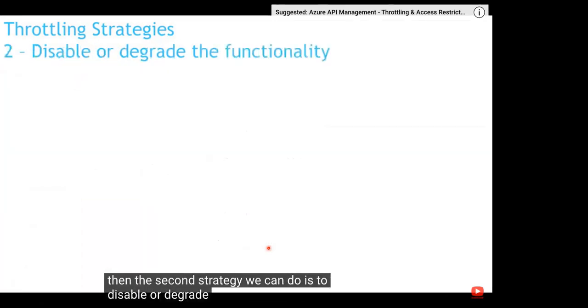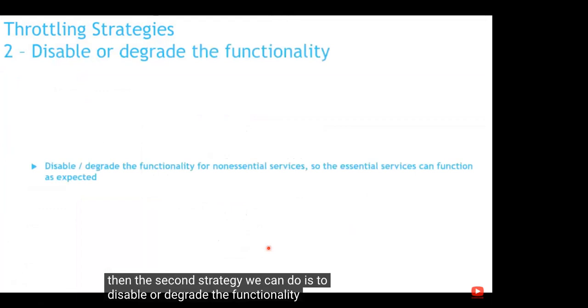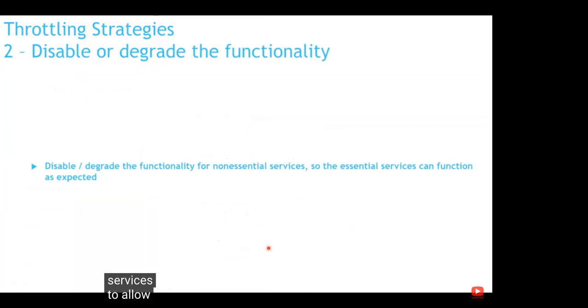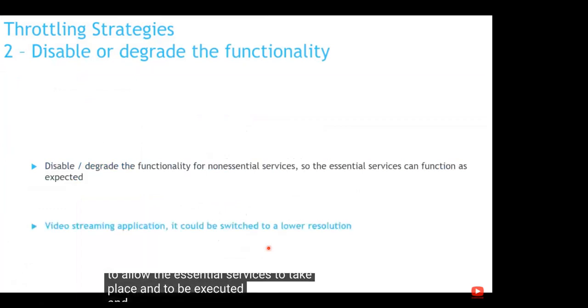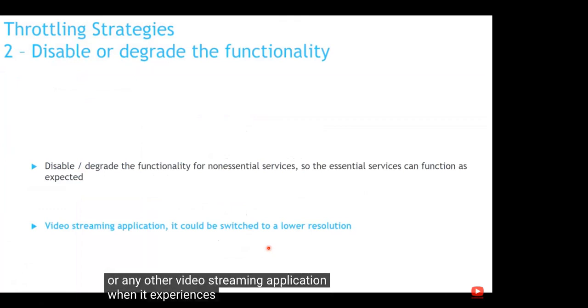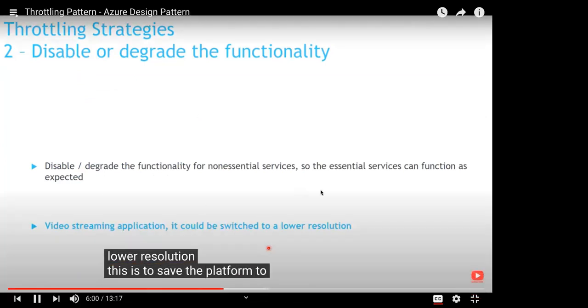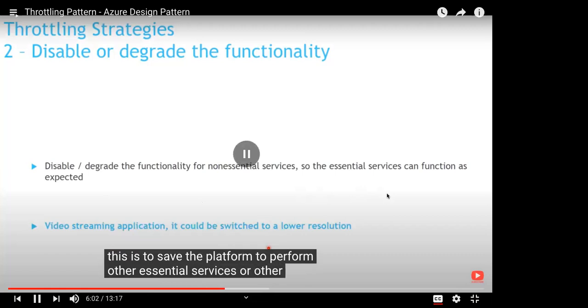Then the second strategy we can use is to disable or degrade the functionality. We disable or degrade the non-essential services to allow the essential services to be executed. The best example I would like to give here is YouTube or any other video streaming application. When it experiences extreme workloads, it will switch to showing videos in a lower resolution. This is to save the platform so it can perform other essential services.